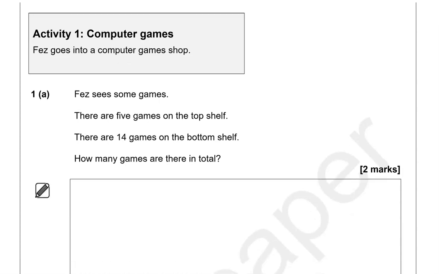Activity 1, computer games. Fez goes into a computer games shop. Fez sees some games. There are 5 games on the top shelf. There are 14 games on the bottom shelf. How many games are there in total? So we've got 14 and another 5. That is 4 and 5 is 9. 1 and 0 is 1. So that is 19 games in total.